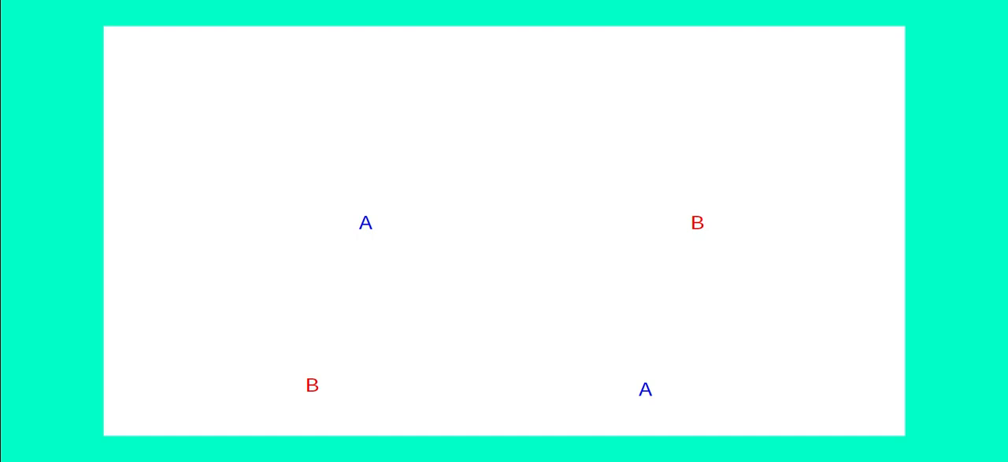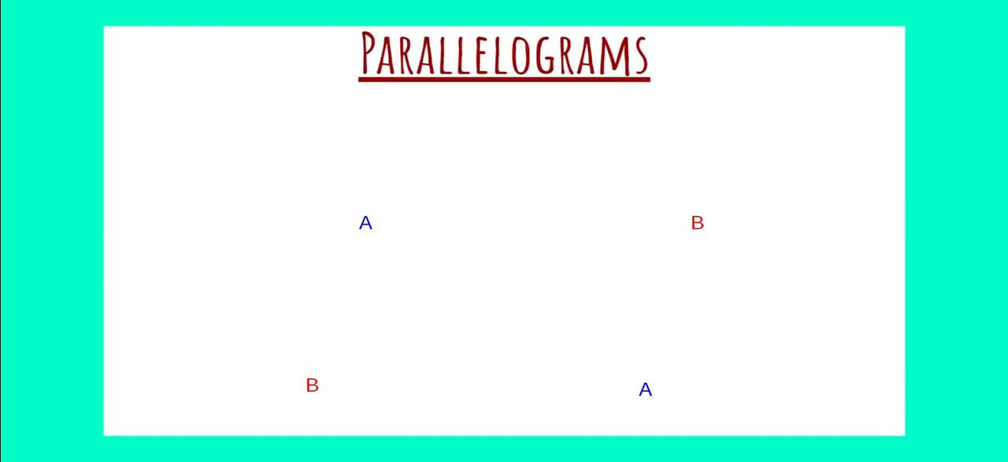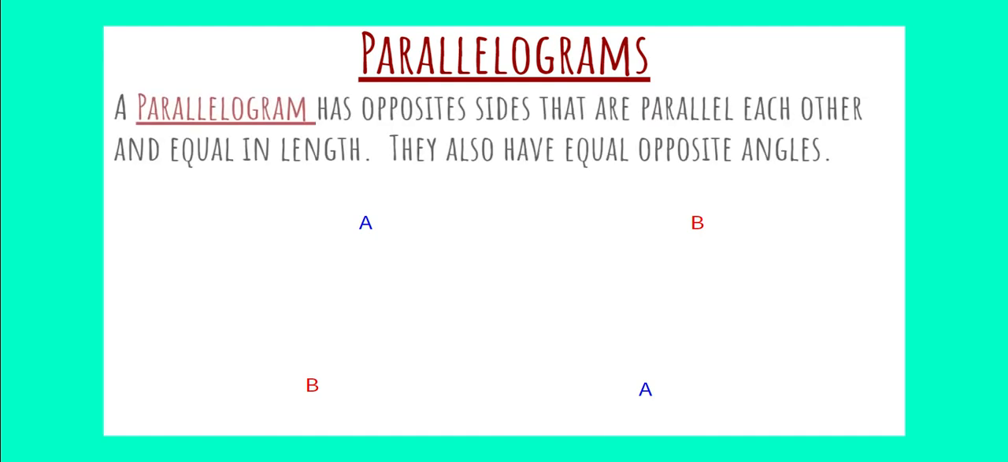Here, of course, you see certain letters, A, and they definitely look diagonal across each other, and we see another letter B, they're diagonally across each other. So knowing what a parallelogram is, a parallelogram has opposite sides that are parallel to each other and they are equal in length. They also have equal opposite angles.